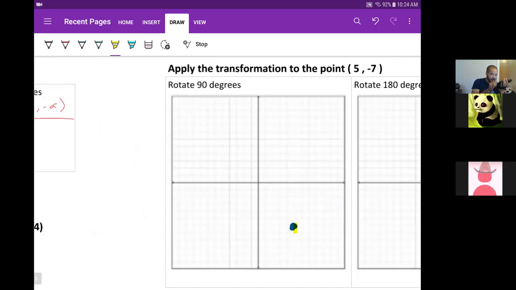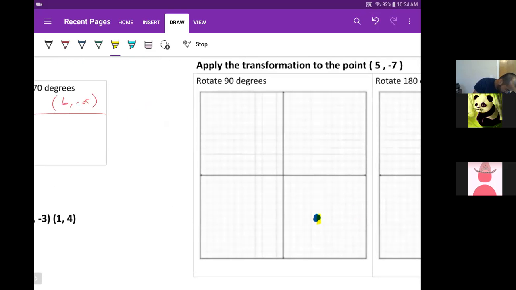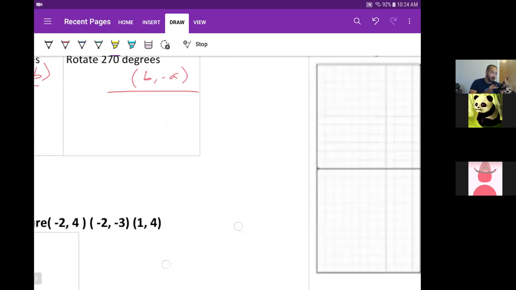Anyway, so if you rotate 90 degrees, it'll be somewhere about 1, 2, 3, 4, 5, 1, 2, 3, 4, 5, 6, 7. So 7, 5. It'd be somewhere about here when you rotate it. If you do this on a sheet of paper, you can literally rotate the paper 90 degrees and it will be that point right there.